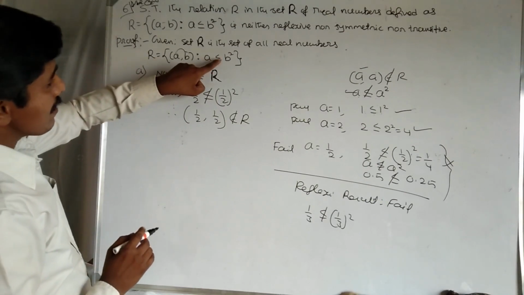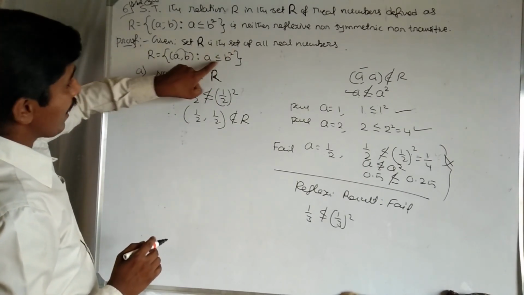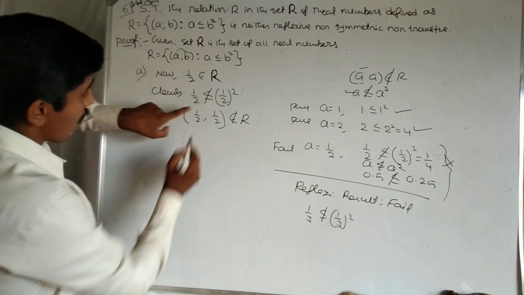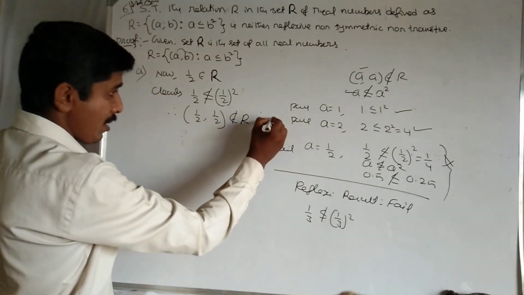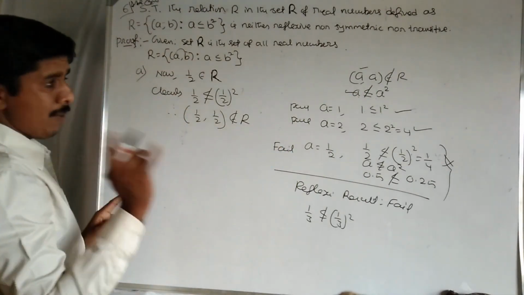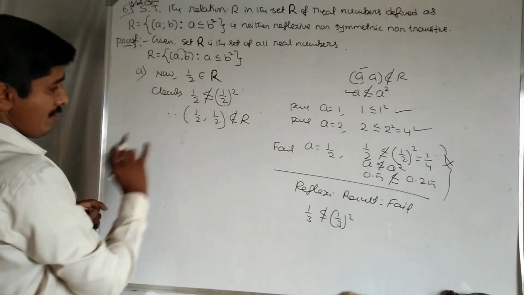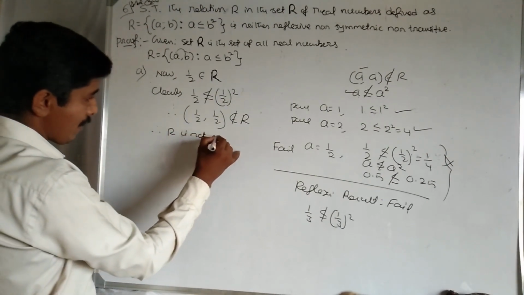Here A is less than or equal to B square, A comma B belongs to relation. Here half not less than or equal to half whole square means here half comma half doesn't belong to relation. Again, no need to mention for each because half is one number here. Half belongs to real numbers. This is the relation. Therefore, R is not reflexive.